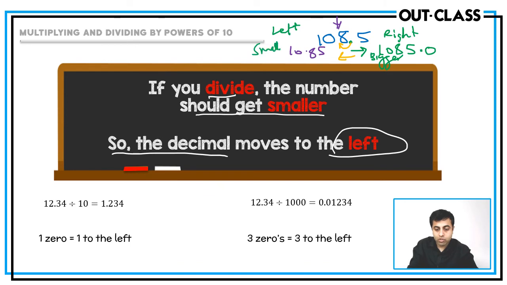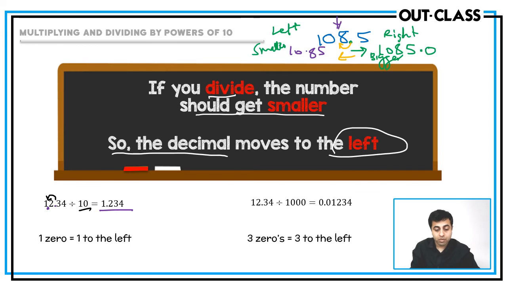And that's the logic I want you to permanently understand, so that you're never thinking, oh my God, it's getting multiplied, it's getting divided, was it left, was it right. That is the wrong way to understand this. I want conceptual clarity from you. So let's try it: 12.34 divided by 10. Now it's being divided, so the number needs to get smaller. So I'll know the 12 must become smaller, so the decimal has to move to the left. And how many places? If it's just one zero, it's just one place. So this decimal moves to here and it becomes 1.234.